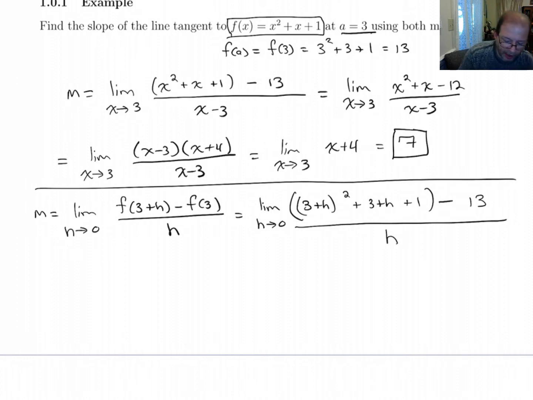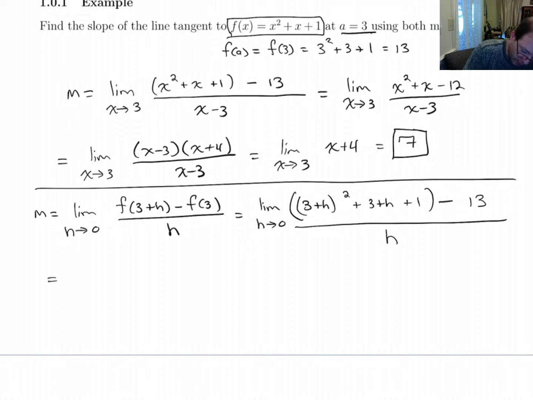So we've got to work this out. If we went ahead and plugged in h equals 0, we're going to get 0. Let's look at that one because it's going to be really simple here. If you plug in 0 for h, you wind up with 9 plus 3 plus 1 is 13 minus 13. So you do get 0 over 0. So what we need to do is FOIL this out and combine everything, and we should be able to simplify it somehow.